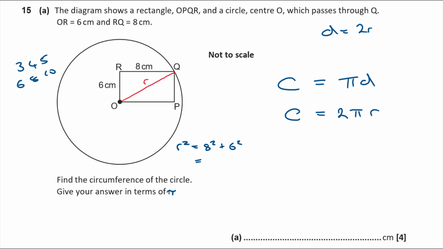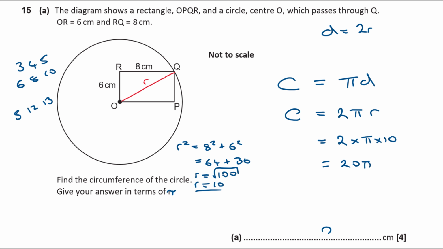But if you didn't know that, you'd have to work it out. That'd be 64 plus 36, which is 100. So r is going to be the root of 100, which is 10, like I said a moment ago. Knowing your Pythagorean triples, 3, 4, 5 is the one that comes up most often, but also sometimes 5, 12, 13 comes up on the non-calculator paper. So good to remember those, helpful in these sorts of scenarios. So anyway, we know then that the radius is 10, so the circumference of this circle is going to be 2 times pi times 10, which is 20 pi. In terms of pi, it's 20 pi.